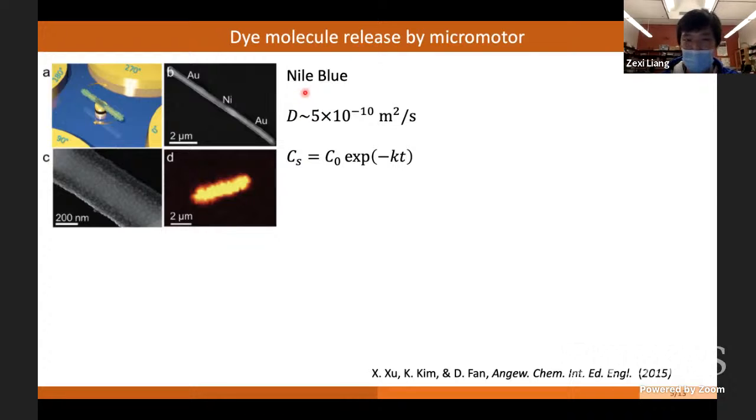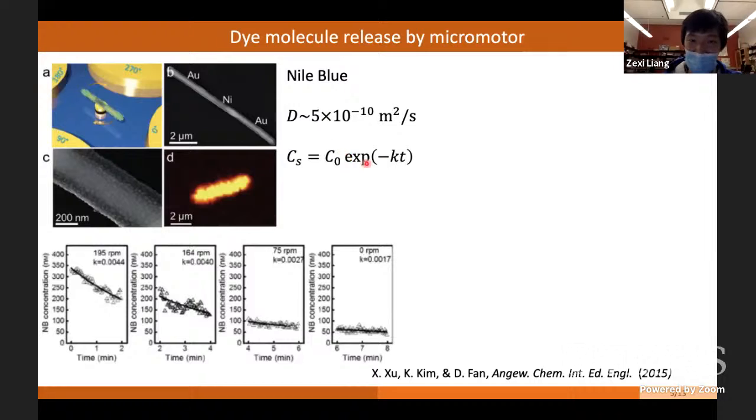Okay, so this is the molecule we are studying in this work. It's Nile blue, a very small molecule, with a high diffusivity of 5 by 10 to the minus 10 meter square per second. In this case, we found that the surface concentration, which is related to the Raman signal intensity, when we convert the Raman signal intensity to the concentration at the surface of the sensor, shows an exponential decay over time. At the beginning, it's C naught, the initial concentration, and it gradually decays over time with a time constant K. This is the release rate constant that we fitted from our experimental result.